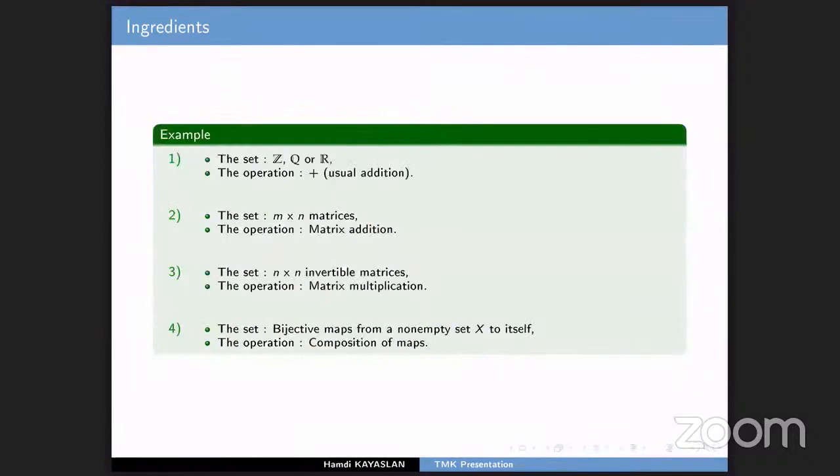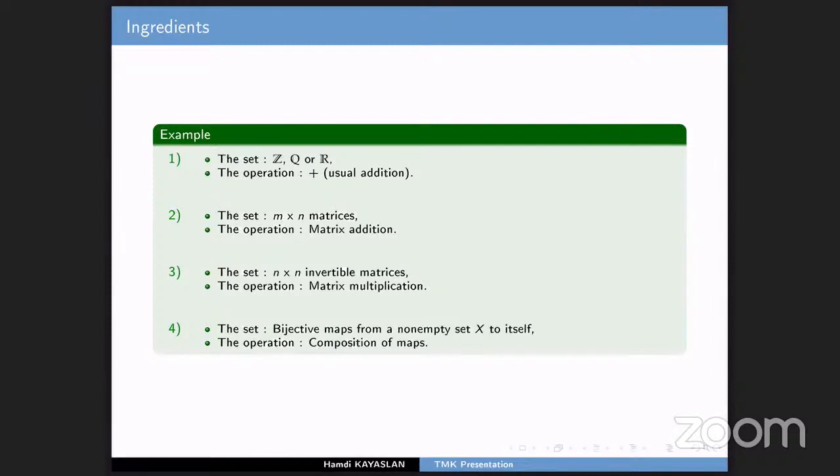So the basic examples are we can take the integers, the rationals or reals, and we can take the usual addition on them. And we can just show that these form groups, actually abelian groups under this operation. And we can change the elements. We can have a little bit more interesting sets, matrices. M by N matrices with matrix addition also form a group, actually a commutative abelian group. And N by N invertible matrices form a group under multiplication, but this is not abelian. When we change the order, we get different results, right?